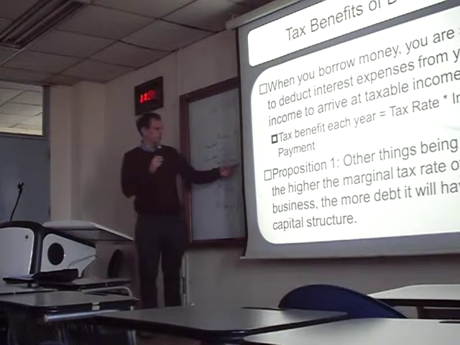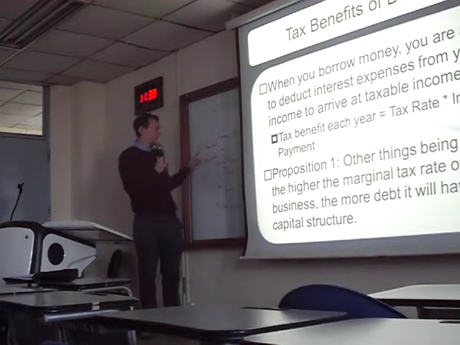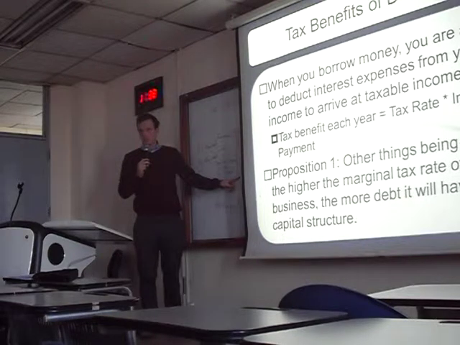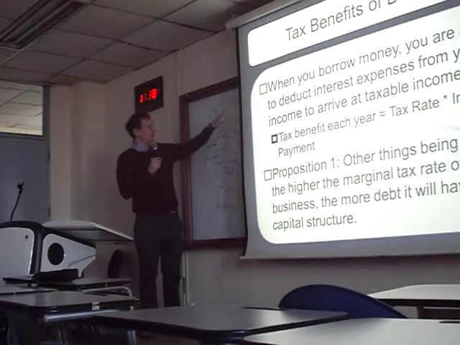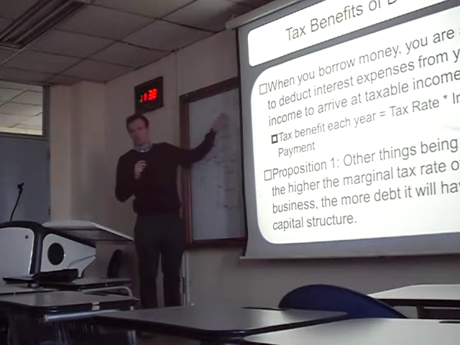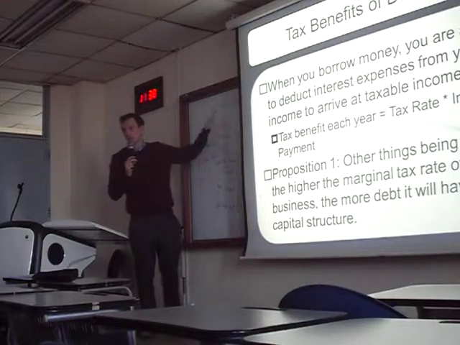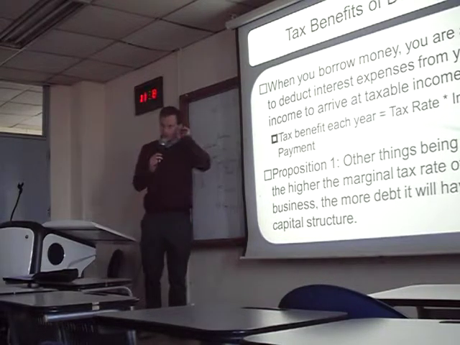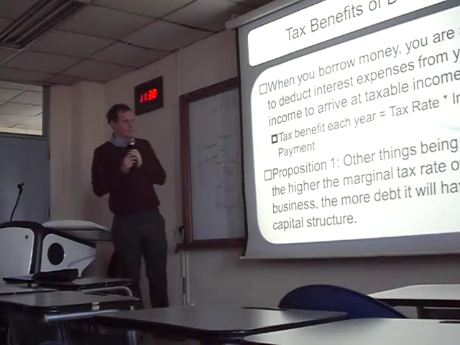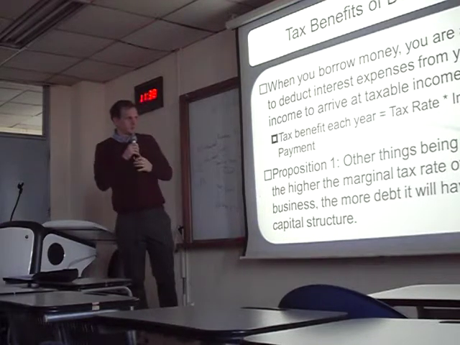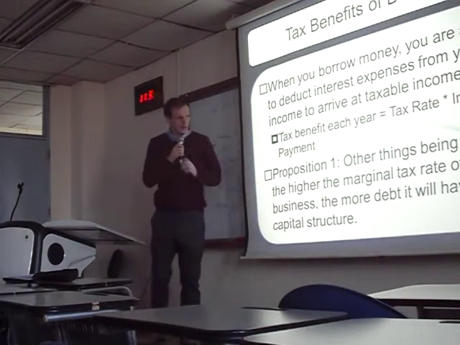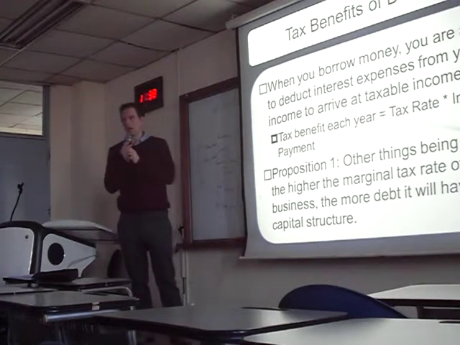Here, the income is 30. Tax on 30 is 9. Okay? After we take away our interest payment, it's 6. So our tax saving was 3. We can get that a simpler way by multiplying the tax rate by the interest payment. That tells us how much we save on tax. Okay? So, other things being equal, the higher the tax rate of a business, the more debt it will have.